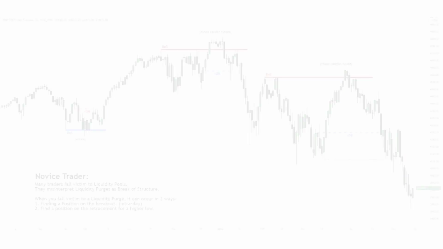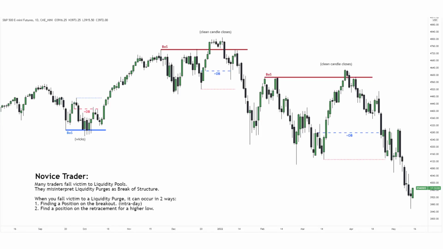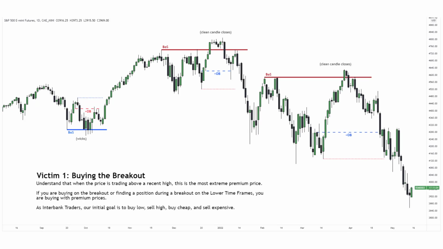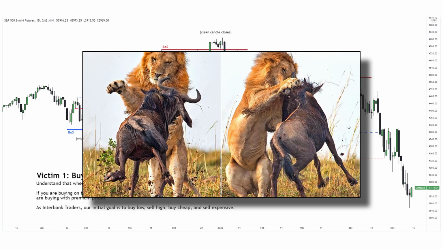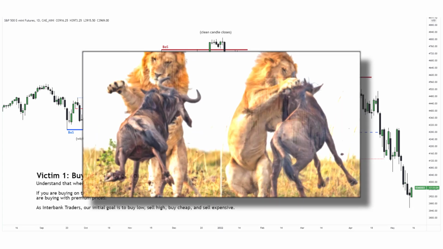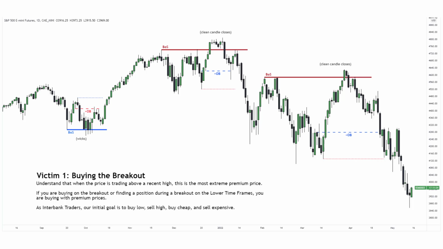So let's talk about the victims of the liquidity purge. We need to understand them, because once we can put ourselves in their position and understand that if they bought that breakout, or if they try to buy the dip, their stop would be right here. As a market maker, you want to be thinking like one: where are the victims' stop losses, and how can I target them? This is the first step, understanding liquidity purges.